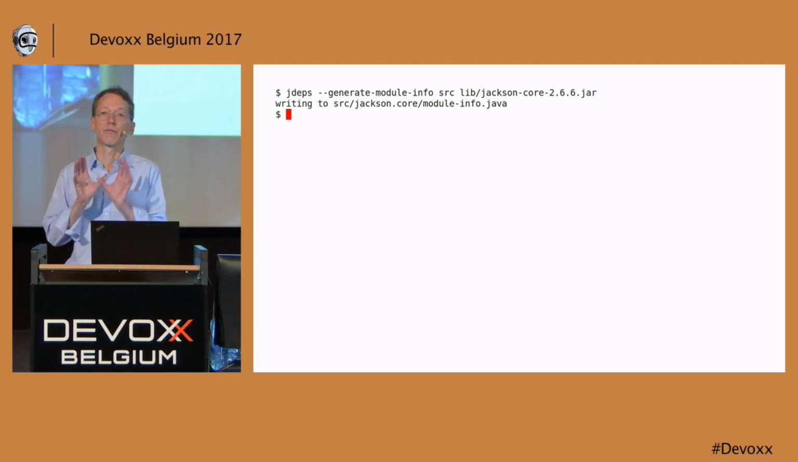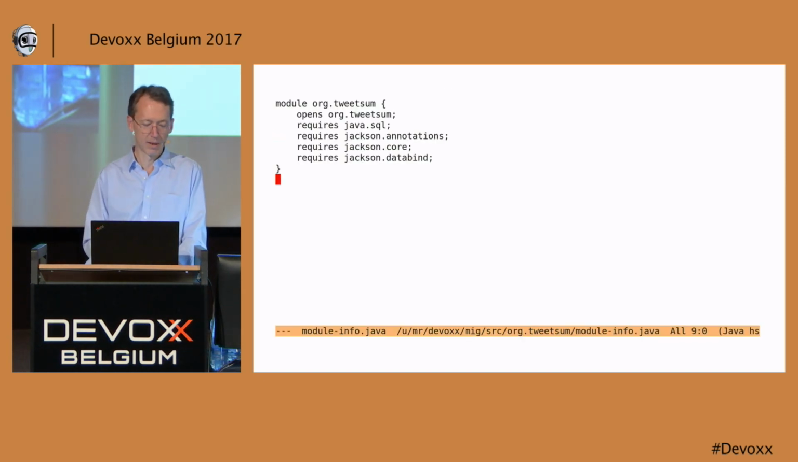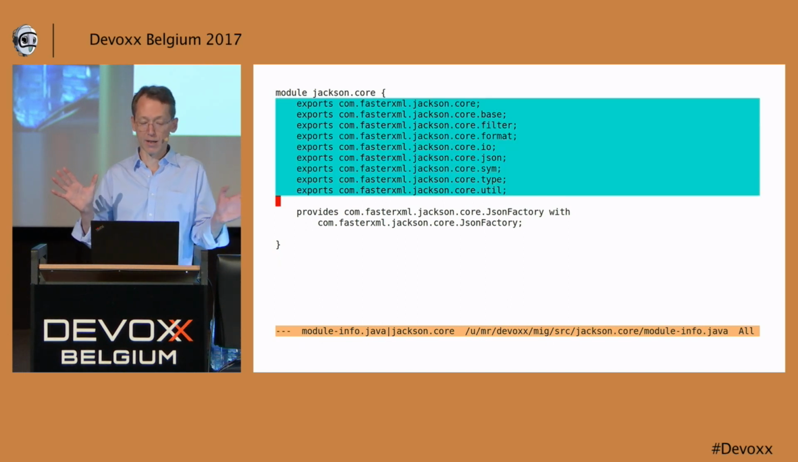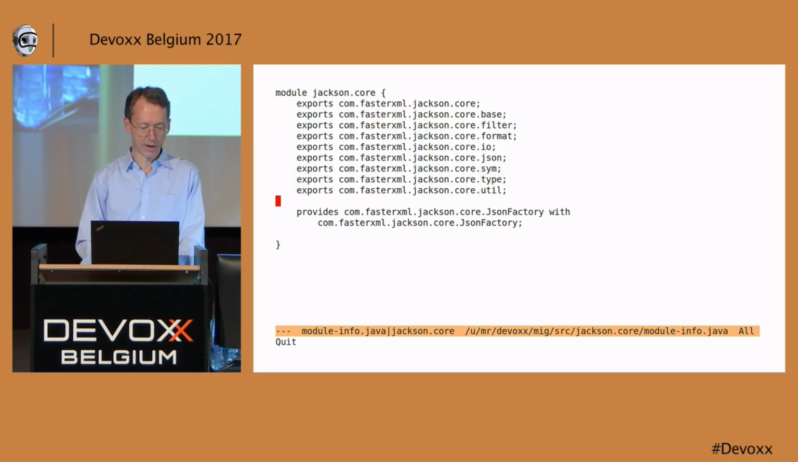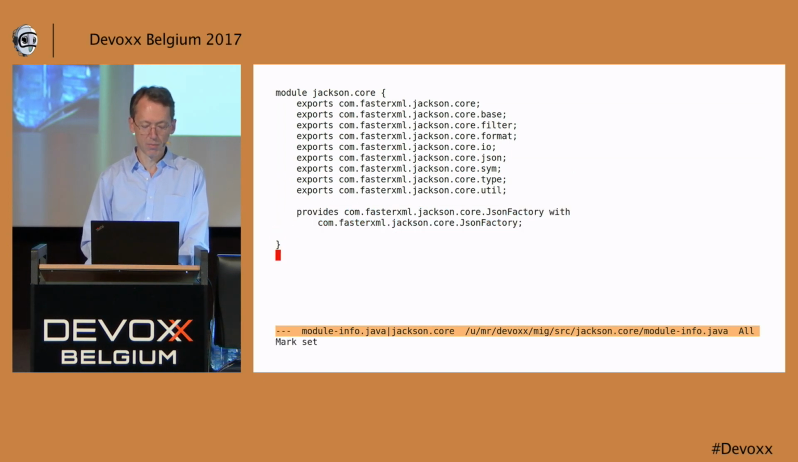Now, if you use this option of JDeps, it's important to treat its output as a draft. JDeps can only do so much. There are many things that it is incapable of comprehending, being a fairly simple static analysis tool. So here's what JDeps produced. It found every package and just decided, okay, we're gonna export every package. Don't know any better. And it also figured out something about a service that the Jackson core module provides.